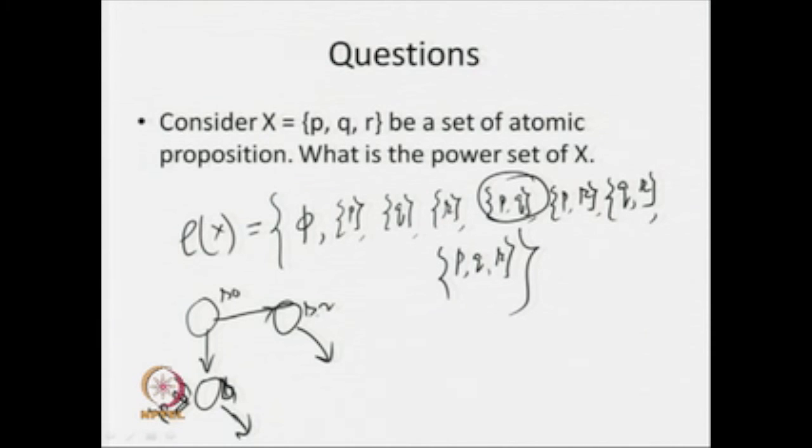So, if S2 is not marked with any atomic proposition, that means we are going to take the member phi, the null set, which says that none of the atomic propositions is true in this particular state S2. And if p, q, r is marked over here in S0, it says that all these 3 atomic propositions are true over here.